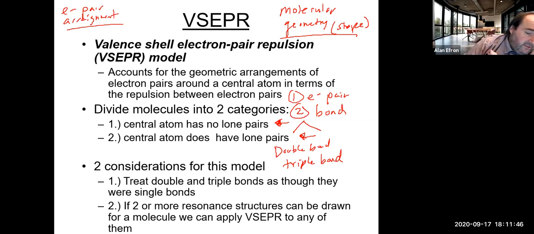The last one is also important, but not as extreme. We talked about drawing resonance structures. If you draw a proper resonance structure, you can apply this geometry to any of those, and in most cases it will come out the same. All right.